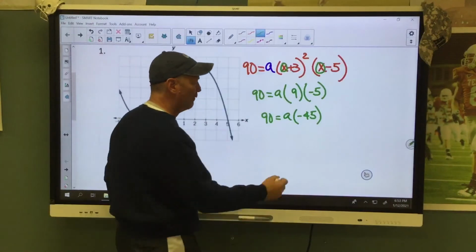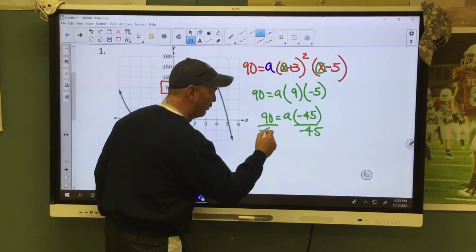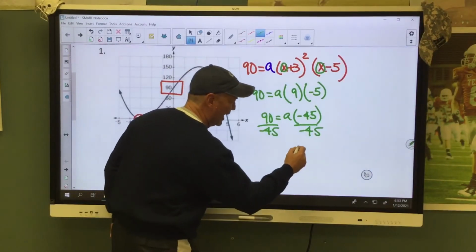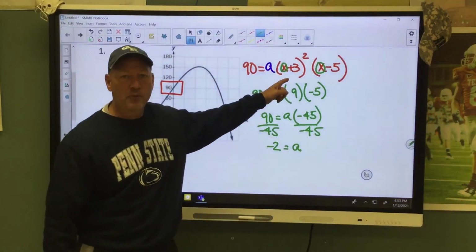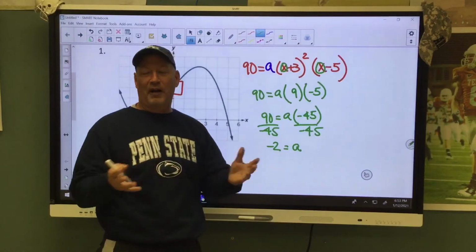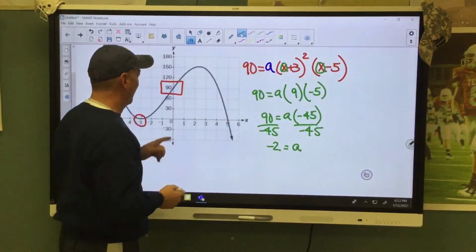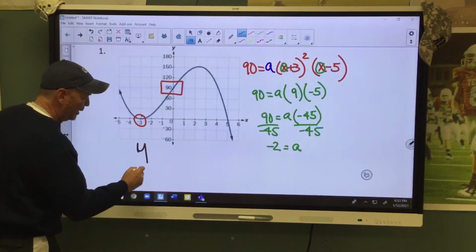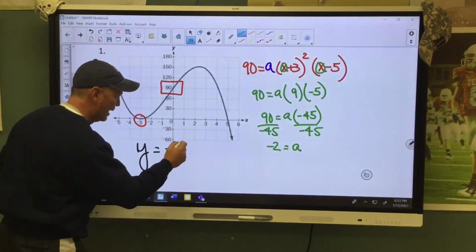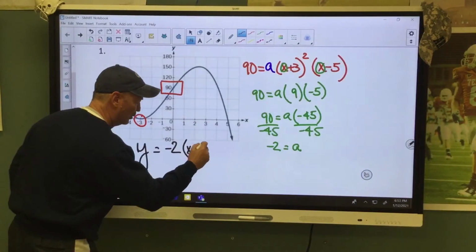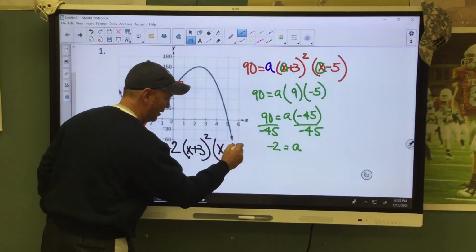We're going to divide by -45. And I'm going to get a equals a -2. That is my a value. That's the last thing I need to do to determine. Okay? So now we can write our final answer. Our final answer for this graph should be y equals -2, and then go back to your roots. x plus 3 squared, parentheses, x minus 5.